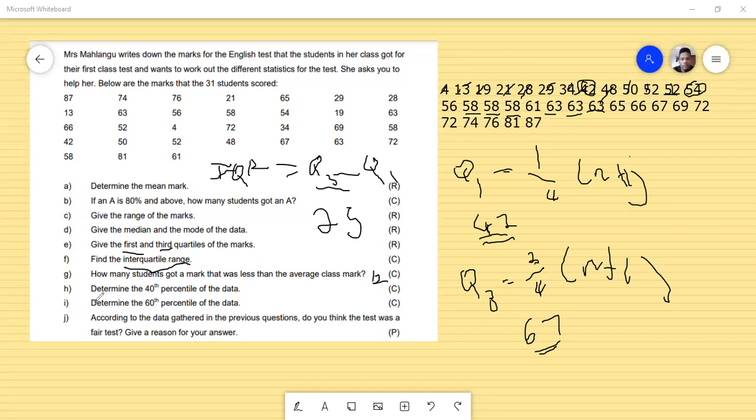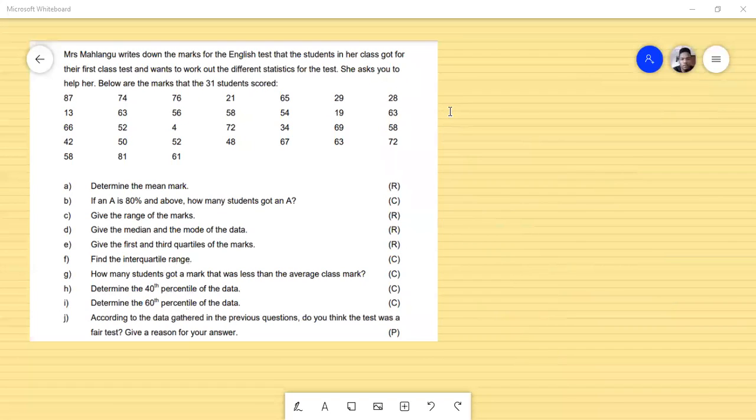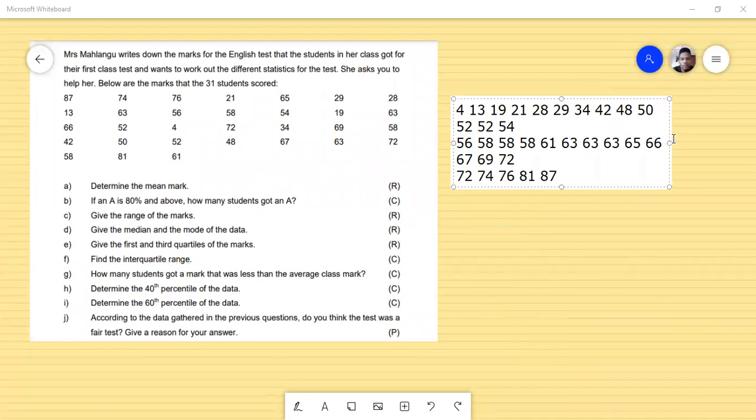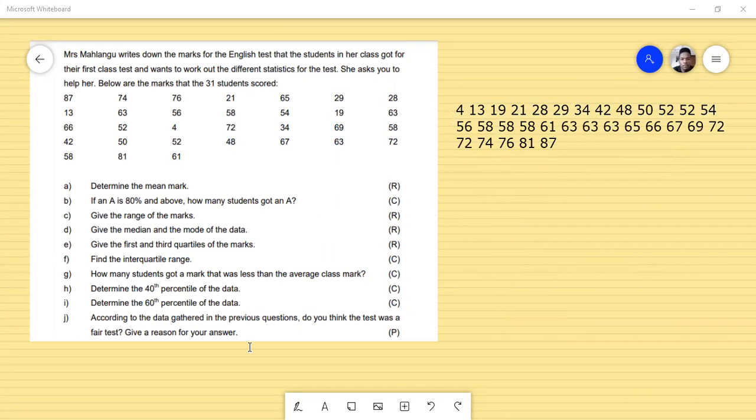And then I know I said you must not do H and I and even J, right? But I'll just do them for you. So we haven't done percentile yet. I'll explain, but it would make sense. Basically, for you to understand percentile, just think of it in terms of, like, it's dividing the marks.